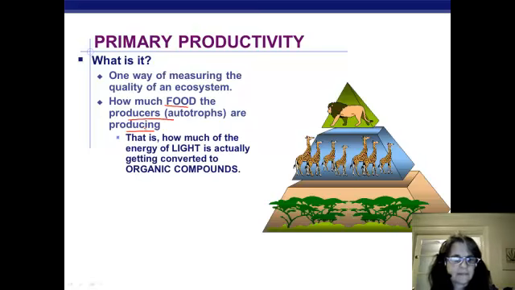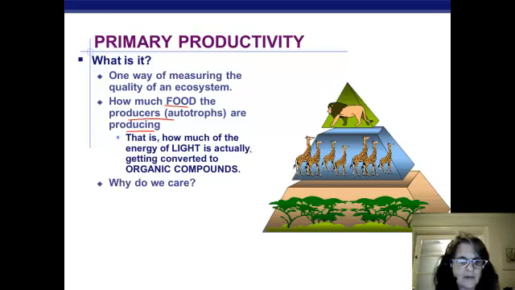Okay? And what we mean, in perhaps a slightly more technical term, is how much of that energy of sunlight that those plants are receiving, or algae, is actually getting converted to organic compound. Okay?